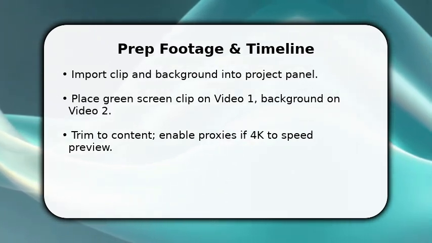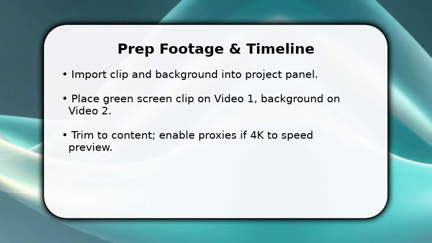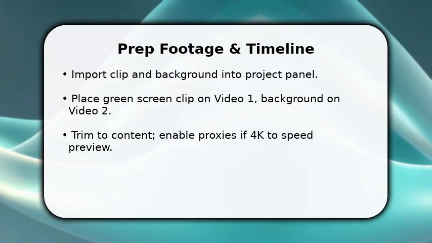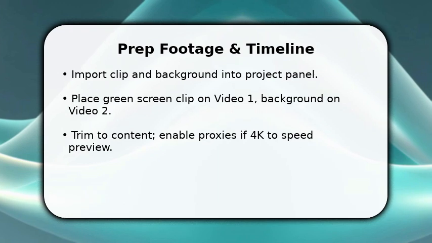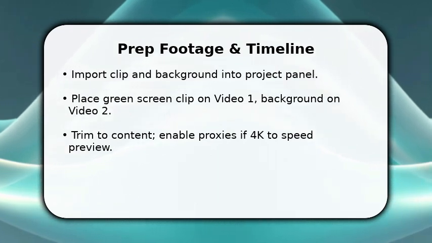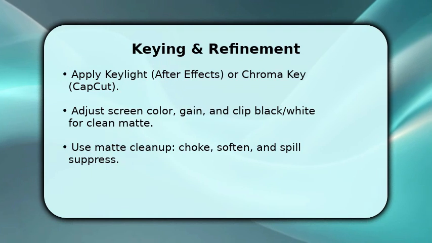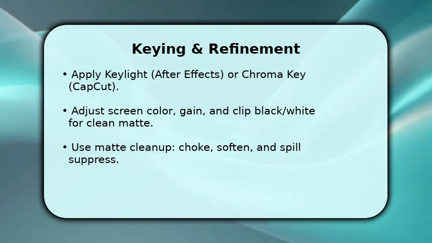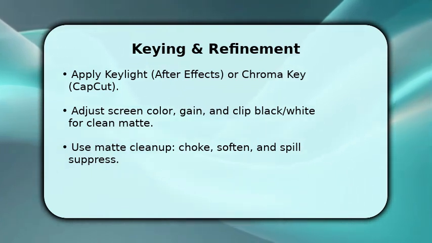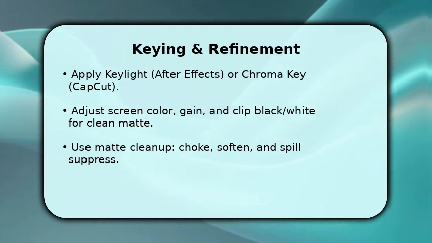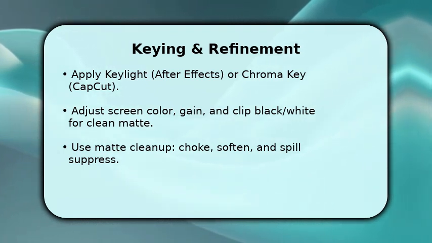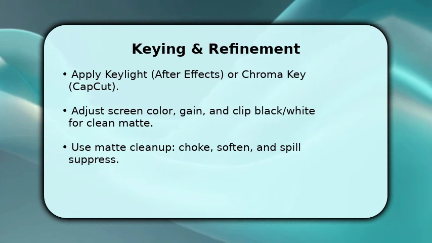If the green is uneven, add a temporary color correction to boost saturation and contrast. This makes the key cleaner when you apply the removal effect. Next, apply the appropriate chroma key, Keylight in After Effects or chroma key tools in CapCut. Select the dominant green using the eyedropper, then tweak screen gain and balance to remove the main color.